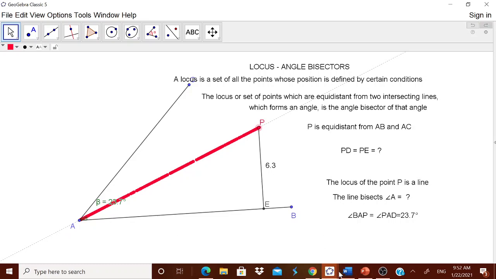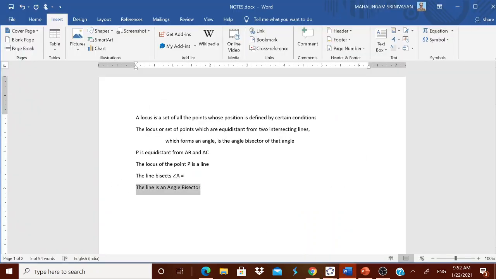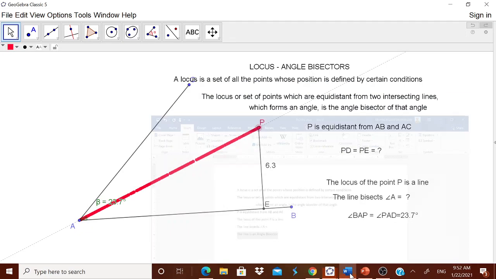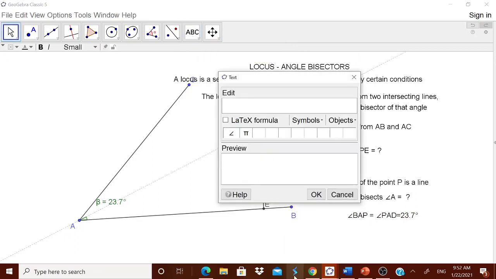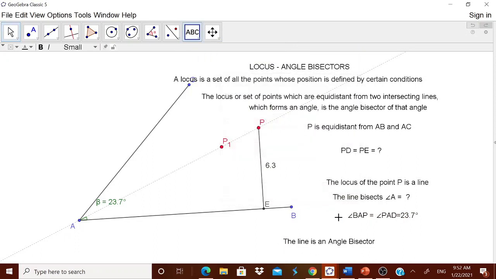Therefore you can conclude the statement by telling the children that the line is an angle bisector. Very simple, the line is an angle bisector. The child can come and visualize it also. They can go on changing this P, checking the distance, and move it. Therefore it's not a problem for the children.